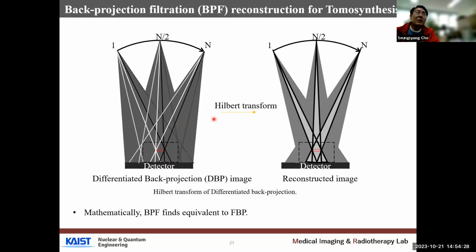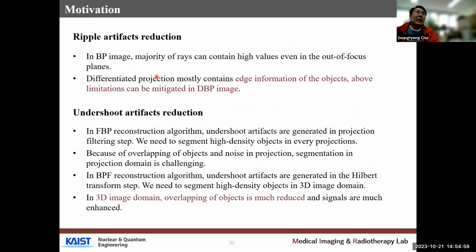Then mathematically, we have to apply the mathematical equivalent of ramp filtering in the image domain, which is known as the Hilbert transform. Once you apply the Hilbert transform to this back projected image, you get exactly the same, mathematically equivalent, image as the filtered back projection image. But you have a better chance to remove these artifacts because you apply the voting strategy on these edge enhanced images. That helps reduce both ripple artifacts and undershoot artifacts, the details of which I'm just going to leave in the slide for the sake of the presentation time.